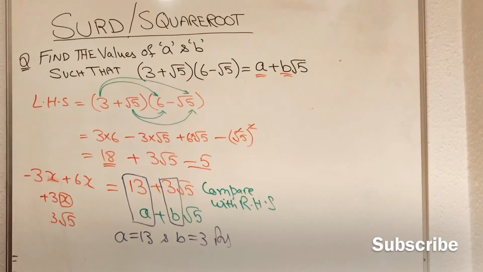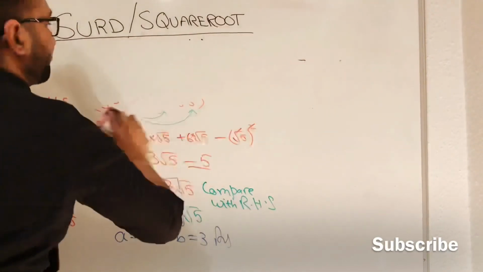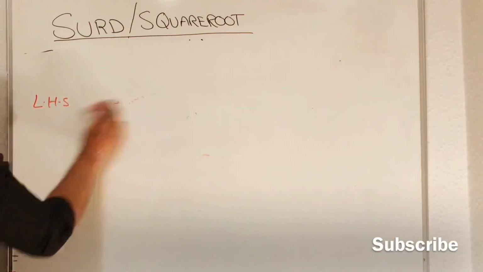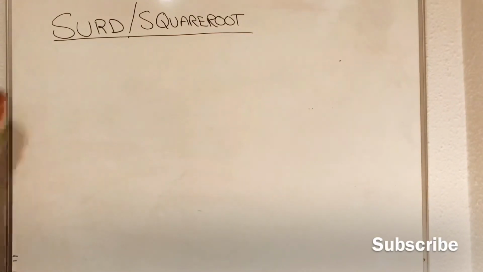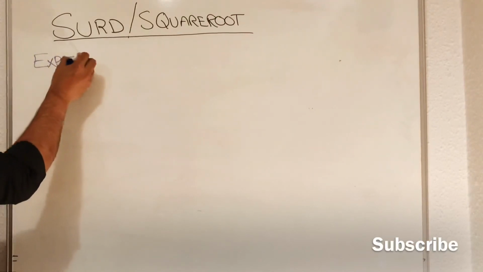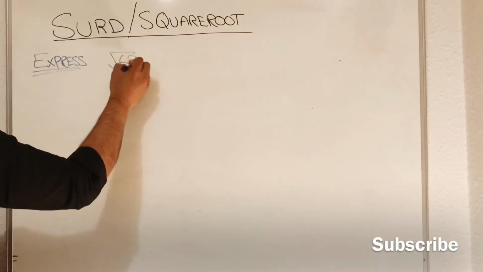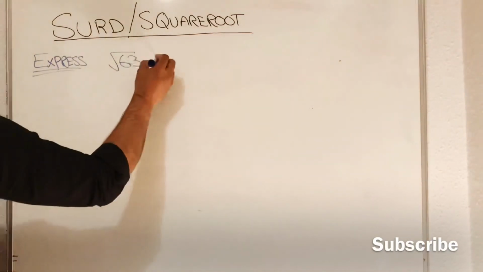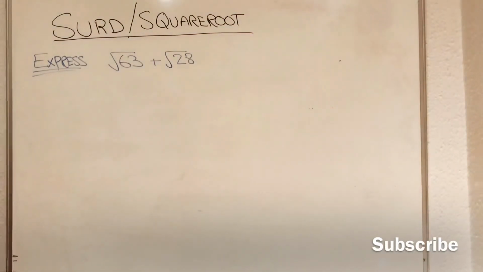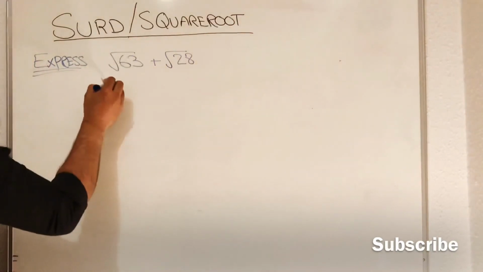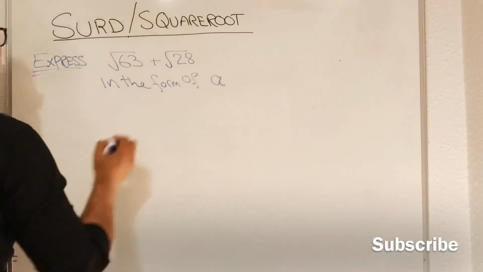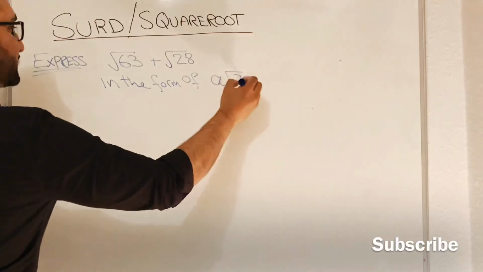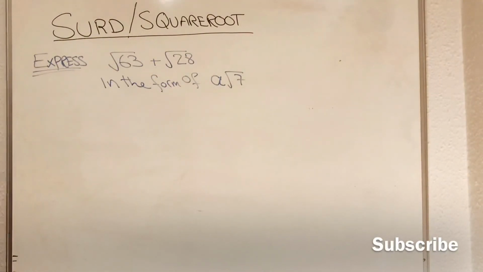So there is another example I can write down in here. They are asking: express 63 plus under root 28 in the form of a under root 7. So now in here same thing we are solving.